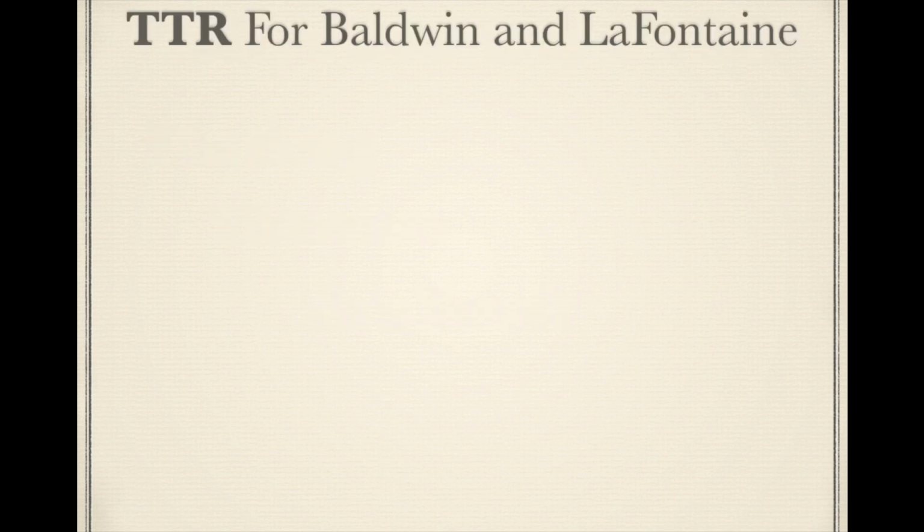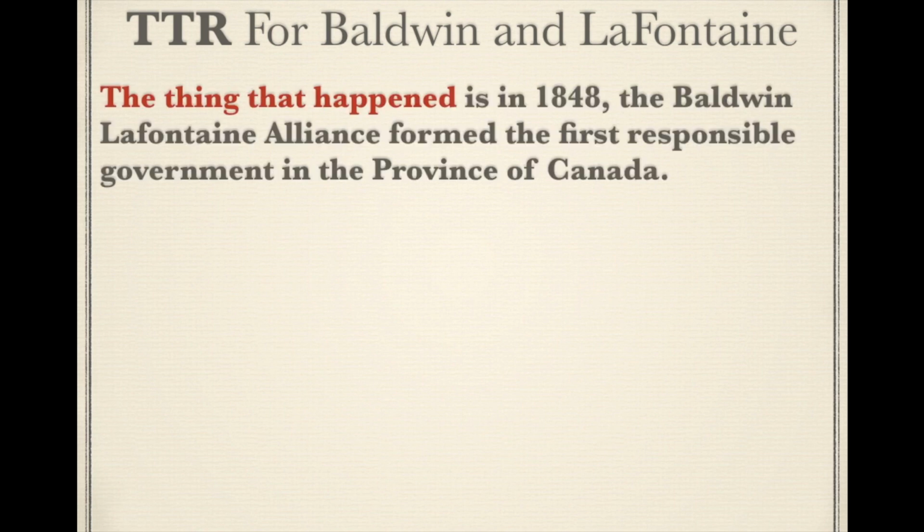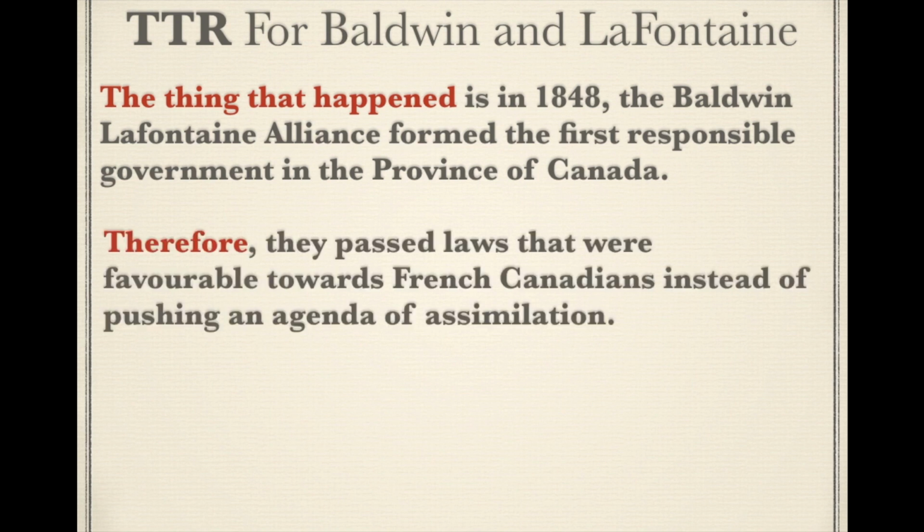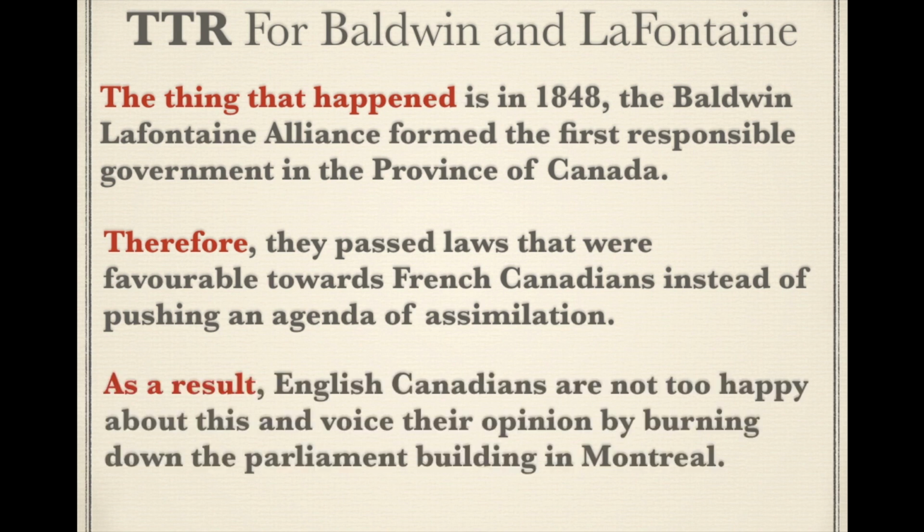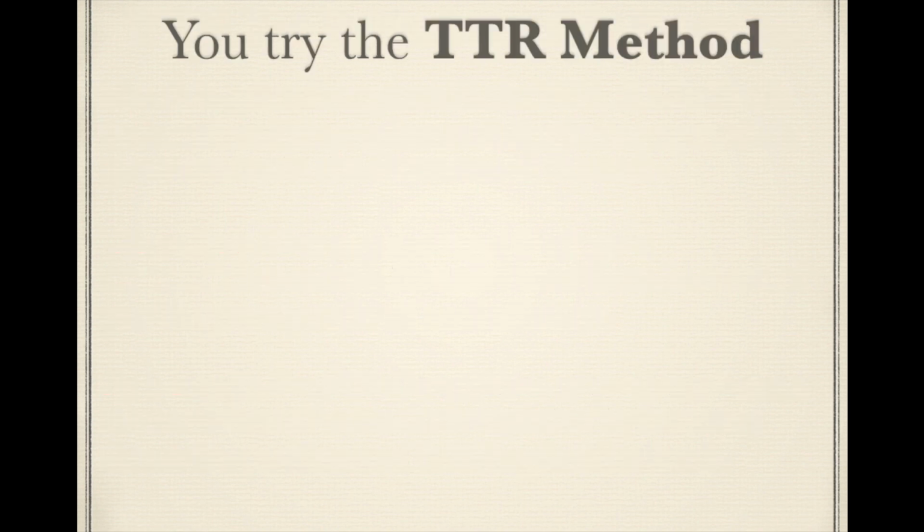TTR. So, let's try it again, by talking about what happened with Baldwin and LaFontaine. Well, the thing that happened is that in 1848, the Baldwin-LaFontaine Alliance formed the first responsible government in the province of Canada. Therefore, they passed laws that were favorable towards French Canadians instead of pushing an agenda of assimilation. As a result, English Canadians are not too happy about this and voice their opinion by burning down the Parliament building in Montreal. So now you give it a try.